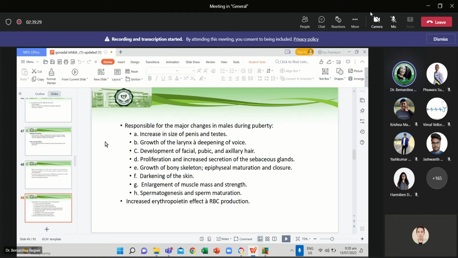Testosterone can increase the size of penis and testes, growth of the larynx and deepening of the voice. You have this already, no? You know this, no? Development of facial, pubic, and axillary hair, proliferation and increased secretion of the sebaceous glands, growth of bony skeleton, epiphyseal maturation and closure, darkening of the skin, enlargement of muscle mass and strength, spermatogenesis and sperm maturation, increased erythropoietin effect, and red blood cell production.